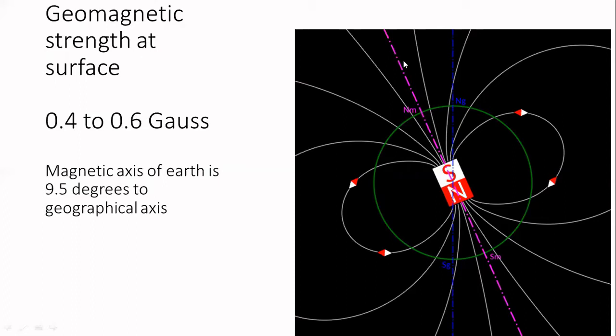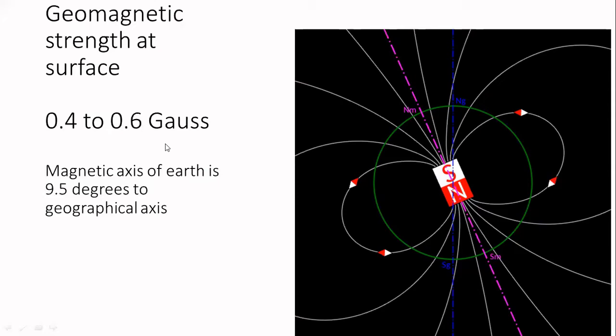So the magnetic north of the Earth is somewhere away from the geographical north, and similarly the magnetic south is also away from the geographic south, and these axes are around 10 degrees to each other. At the surface of the Earth, where we live, the magnetic field's flux density strength is 0.4 to 0.6 Gauss.